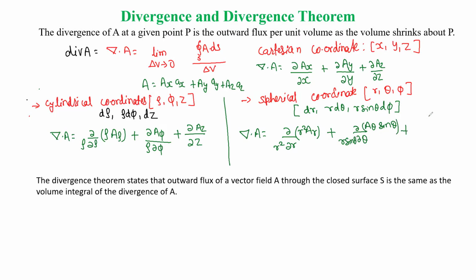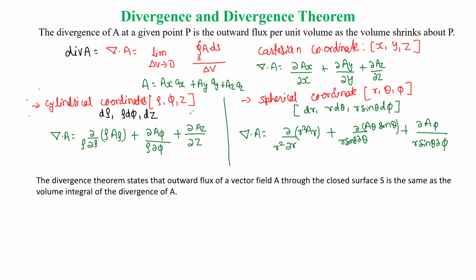Last one, in general, how will we write? Dou A phi by r sine theta dou phi. Okay. So like this we are able to write the divergence of any vector A in three different coordinate systems, and that is going to give us a scalar. Okay. And next we have the divergence theorem.